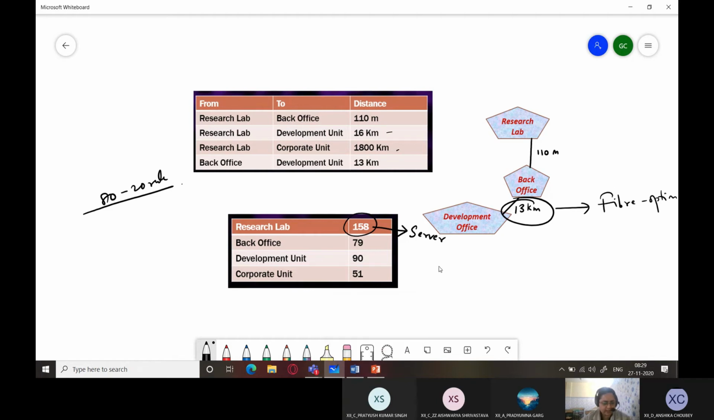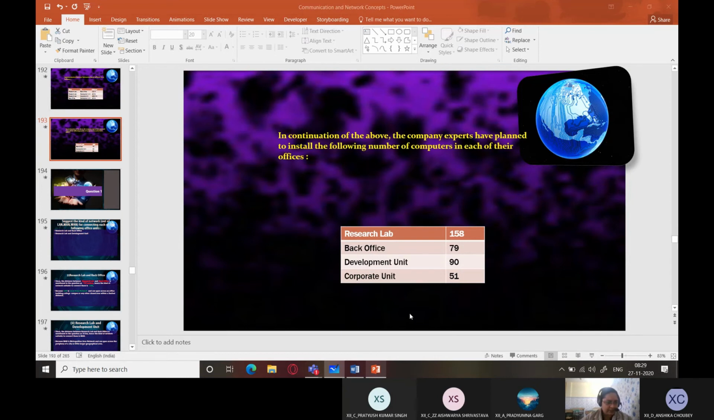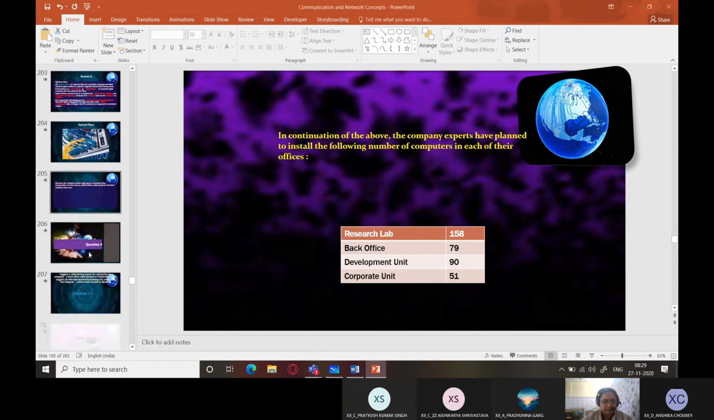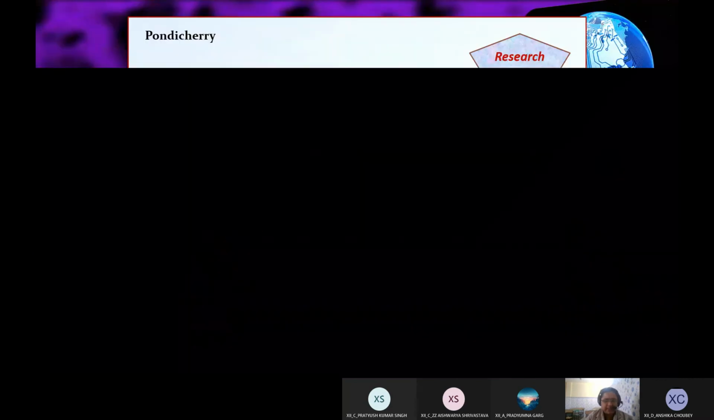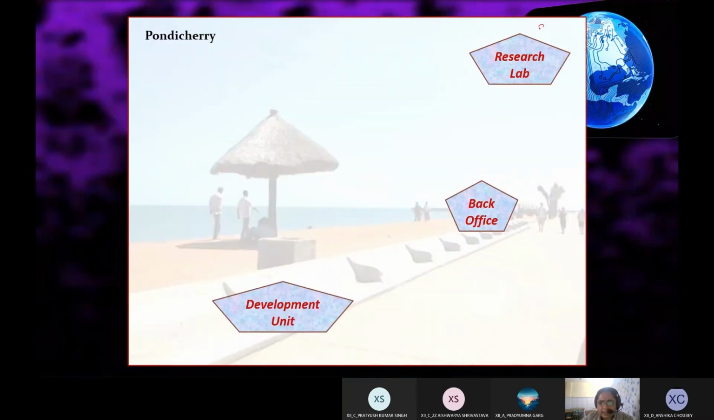Now because the server is placed here in the research lab, we'll have to keep in mind that this is the one which has the server, right? Whichever office building we connect to, it would be better if research lab directly gets connected to the other buildings, right? So there would be not one layout but 2 to 3 possible layouts which you can provide as answer in your answer sheet. So let's see all those.